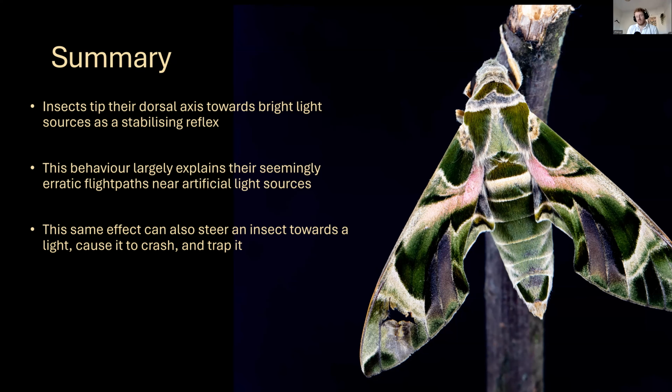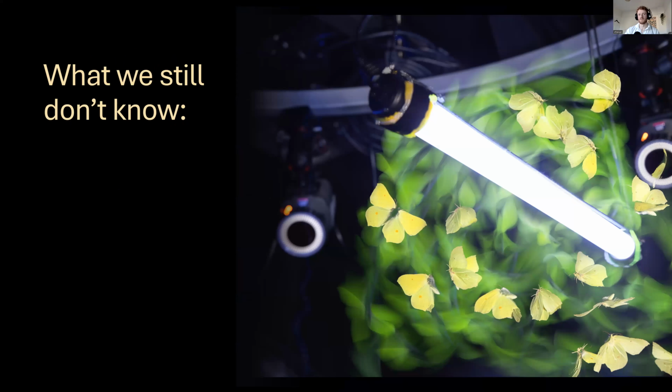But then once they get knocked down and crash near that light, they're going to start going to sleep. They're going to think it's the day, and all these other effects start happening. But there are still things we don't know. We don't know the different spectral tuning responses for different insects. We don't know how different lights affect different insects in flight.